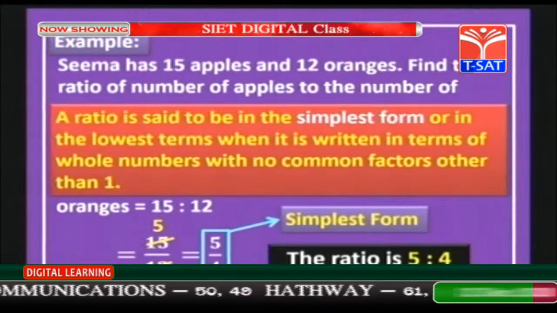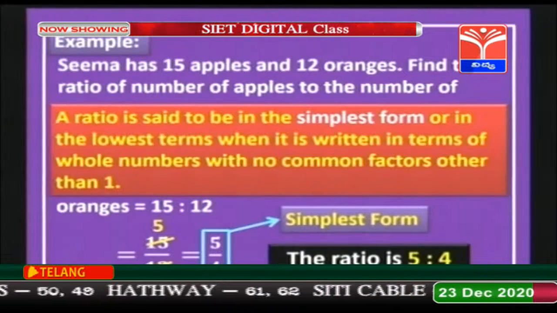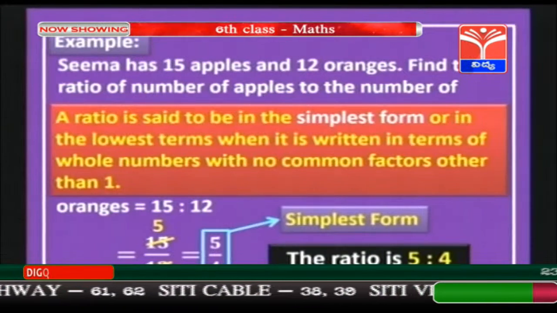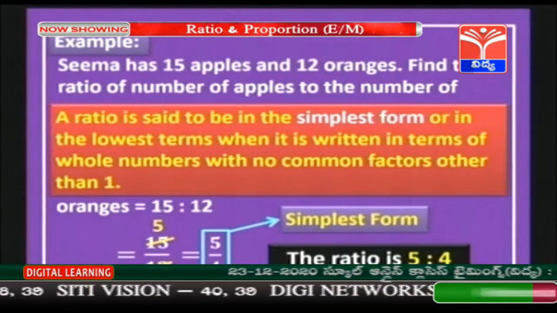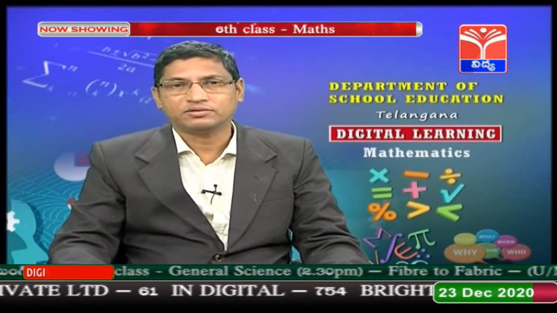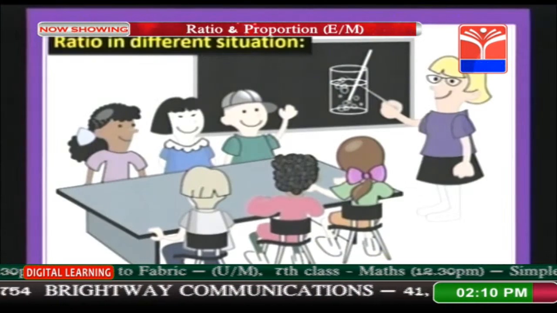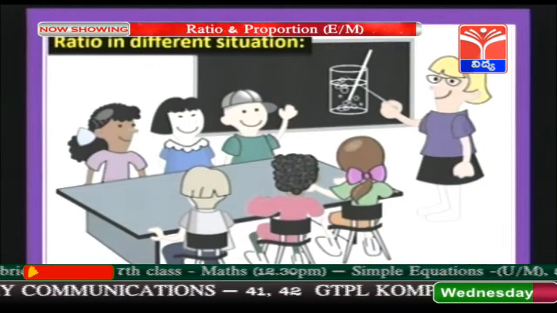So how do we define it, children? A ratio is said to be in simplest form or in the lowest terms when it is written in terms of whole numbers with no common factors other than 1. Okay, children. So there should not be any common factor except 1. Got it, children? Yes. Now let us take a situation to find a ratio.